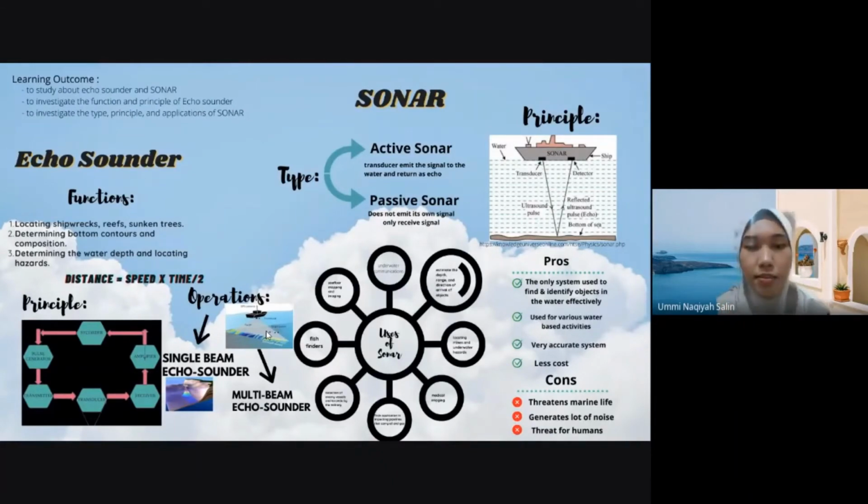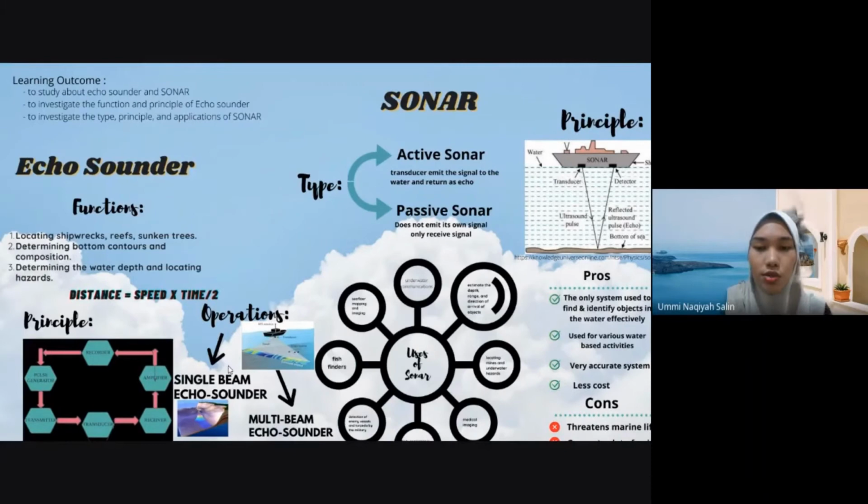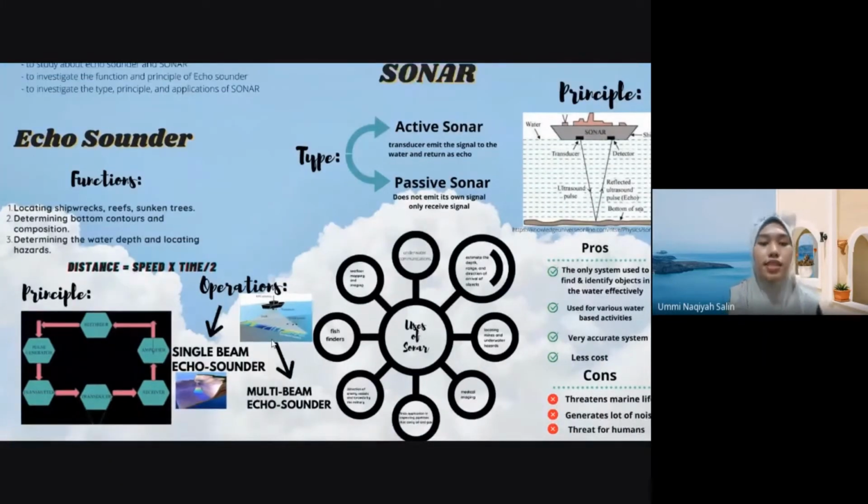But in multi-beam, the echo sounder emits sound waves in a fan shape, and it uses beam forming to extract directional information from the returning sound waves, producing a swath of depth readings from a single ping. As you can see from the picture, that is the difference between the single beam echo sounder and the multi-beam echo sounder. The multi-beam echo sounder will cover a wide range of area with a single ping. Next, we move on to sonar.